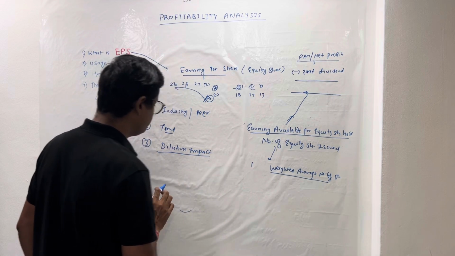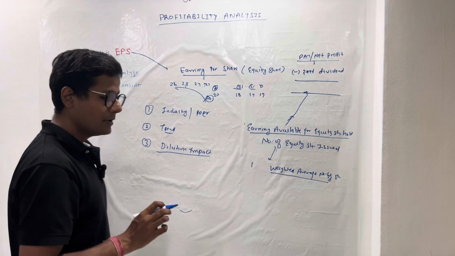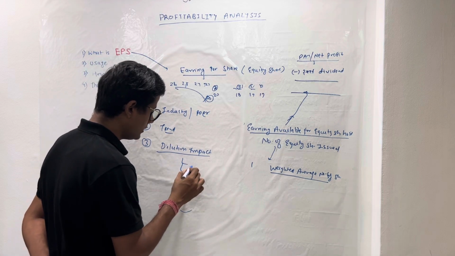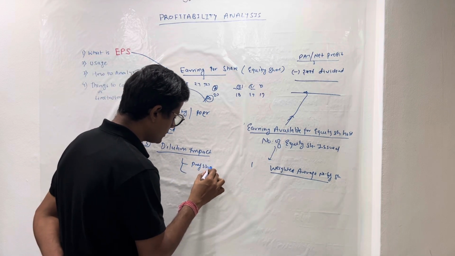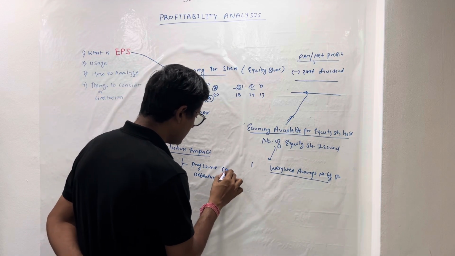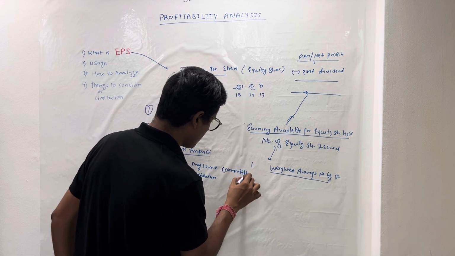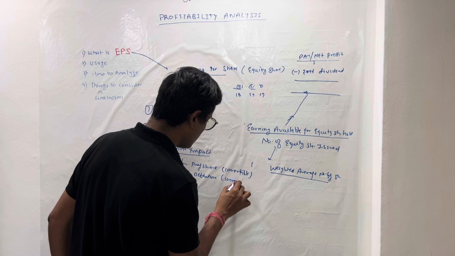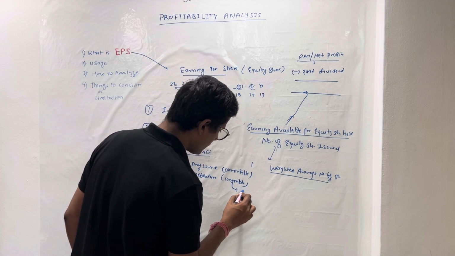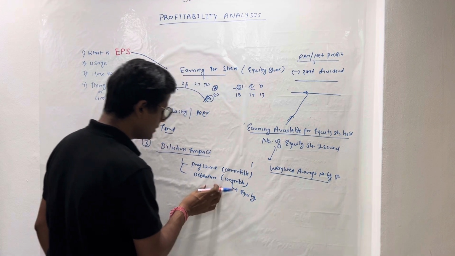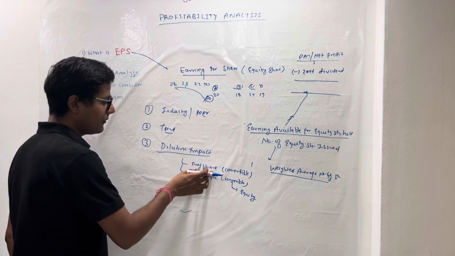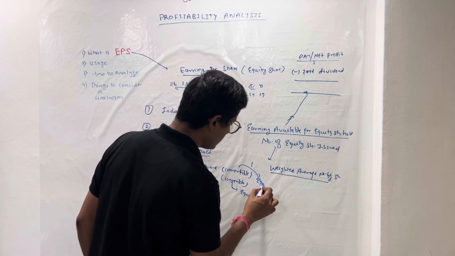Let me explain this. Dilution impact. Sometimes in the balance sheet of a company there are some securities like preference shares or debentures. Those debentures or preference shares are convertible debentures, convertible preference shares. When we say convertible, it means those will be converted to equity shares. Whenever the debenture term is ending, those will be converted to equity shares. Whenever the preference share term is ending, those will be converted to equity shares.